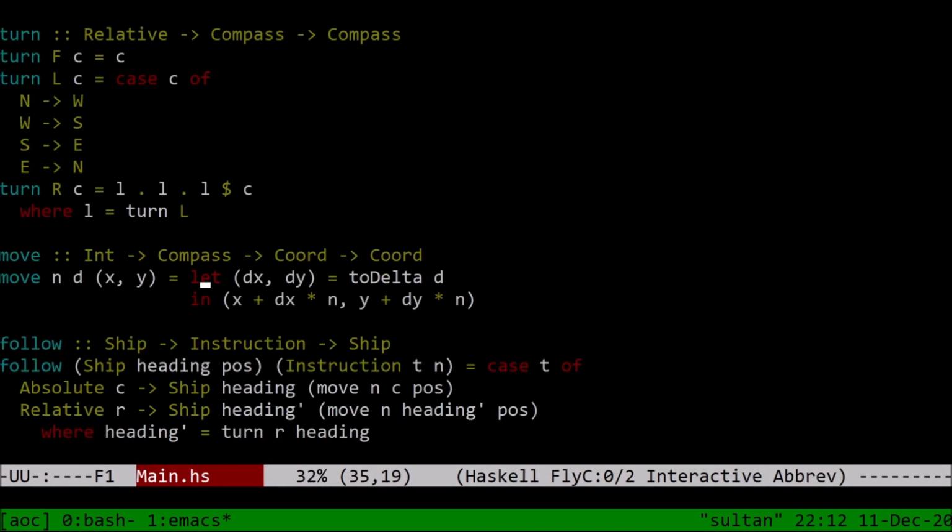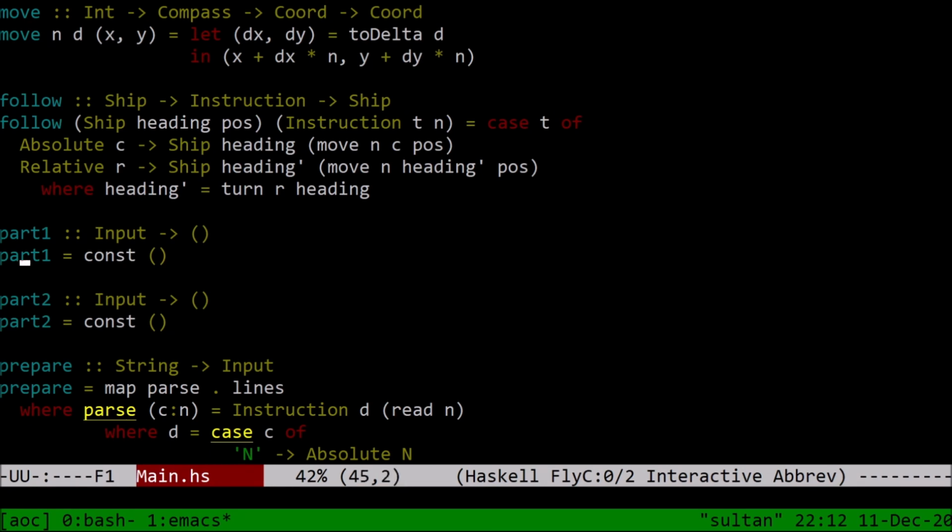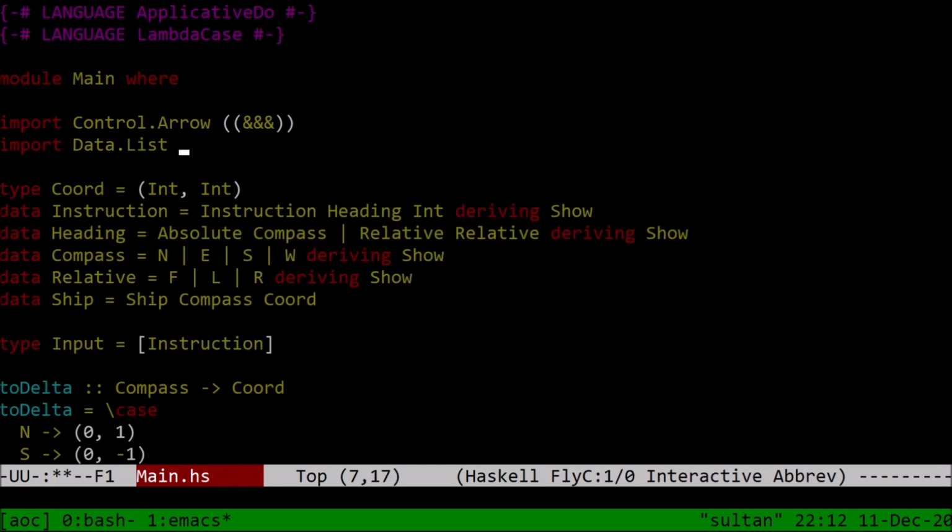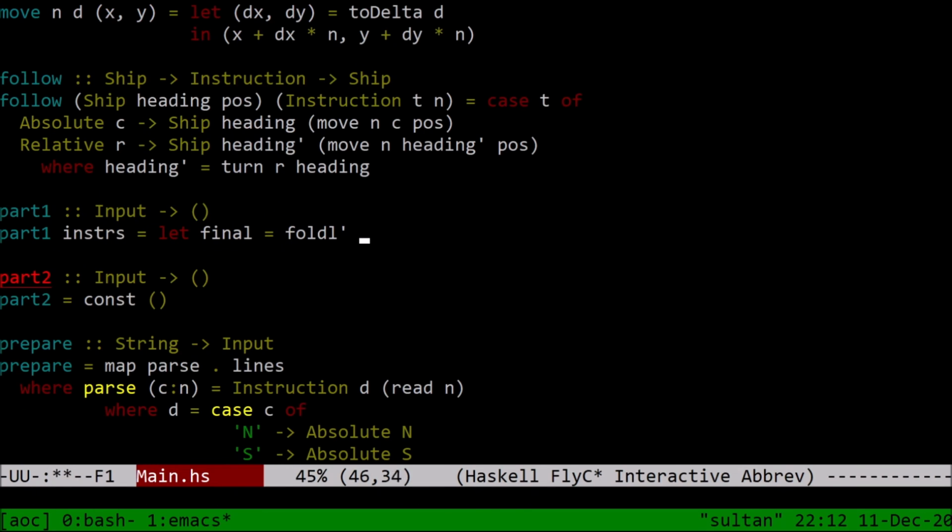Now, I think we're ready to write part one. It's going to be a little tricky to write point free, so let's not. Part one of instrs equals let final equal foldl, which is in Data.List, follow instrs. Actually, I think I can do fine with this. It's just Manhattan composed with foldl follow of ship.